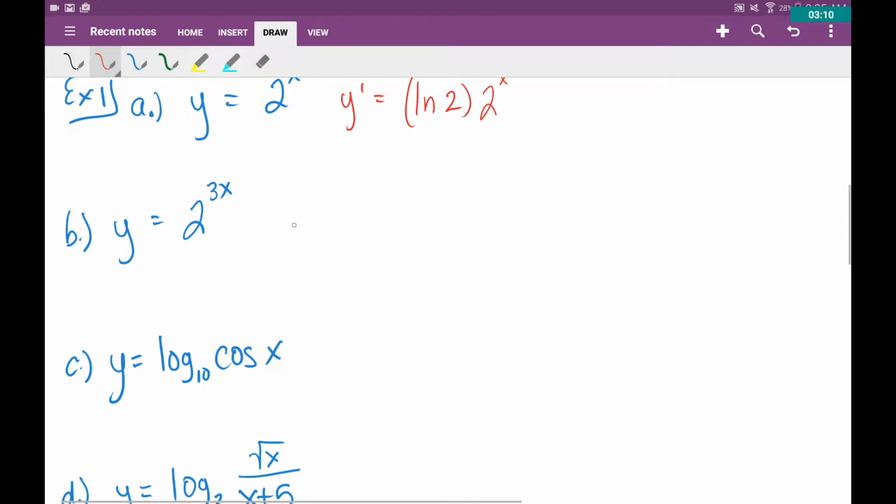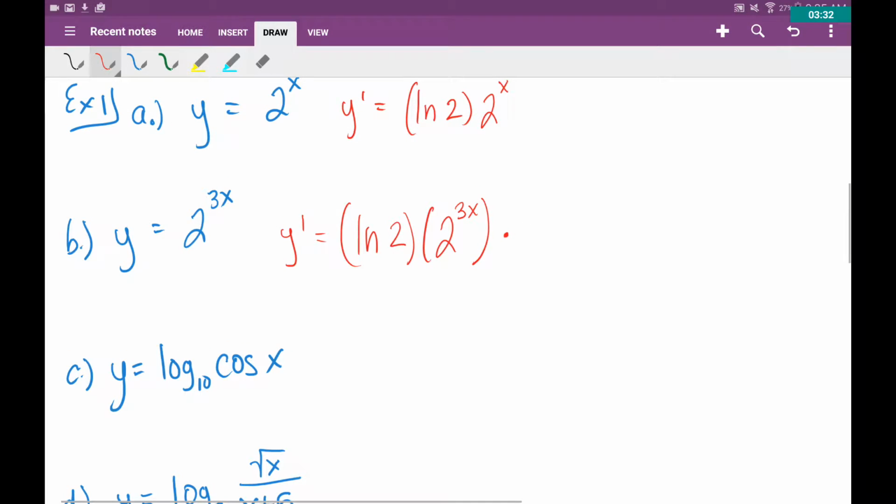Letter B, y prime is, so again, natural log of the base, so natural log of 2, times everything, 2 to the 3x, times, in this case I have to find the derivative of the stuff on top, so the derivative of 3x is just 3, so times 3 down here at the bottom. And again, there's nothing really to combine here, so you would leave it just like that.